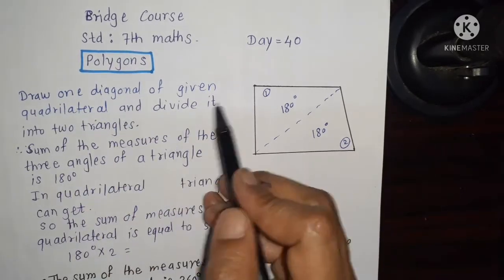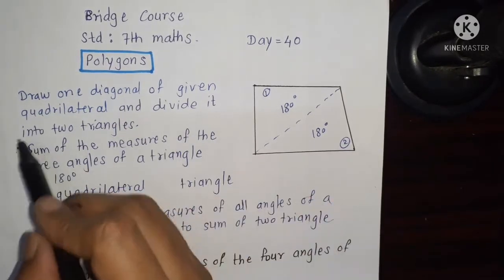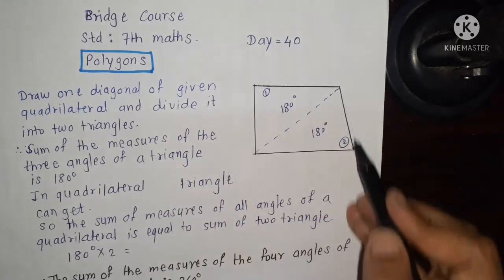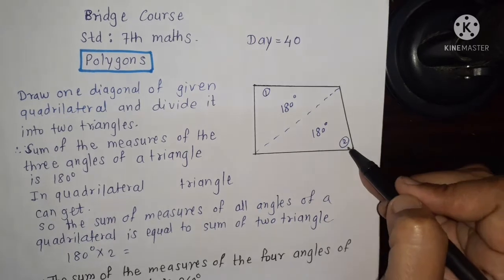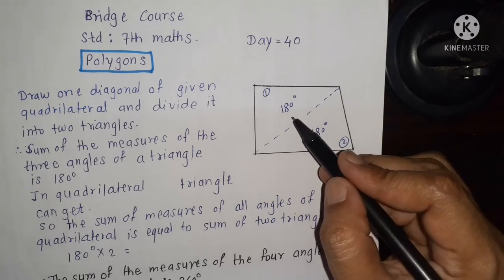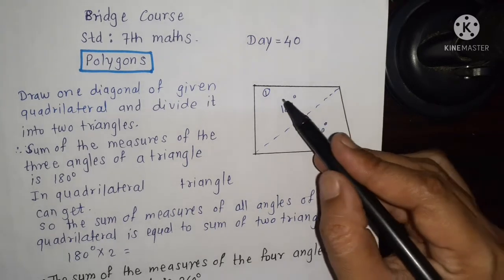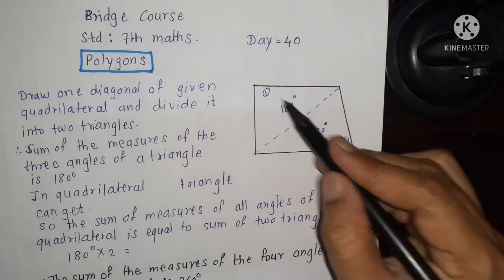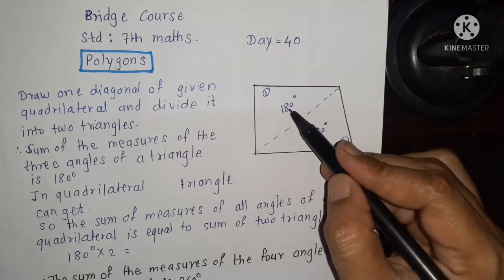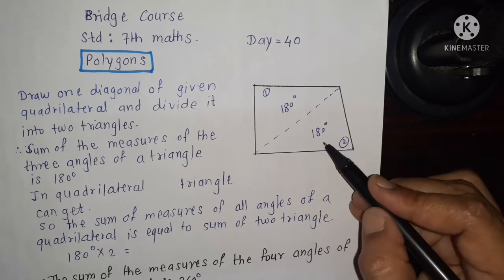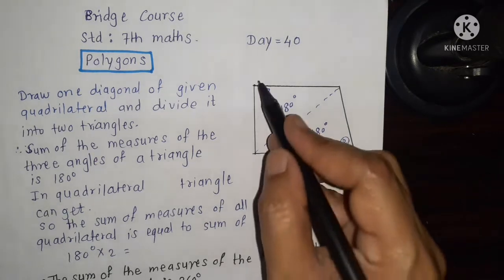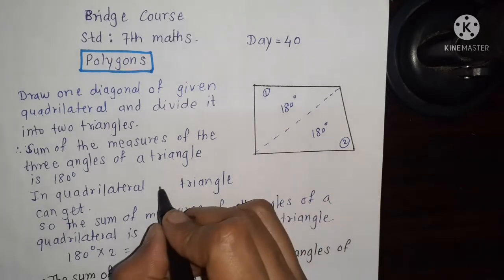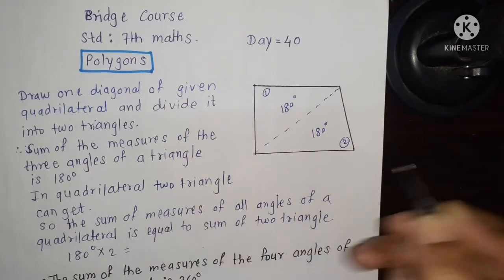Draw one diagonal of a given quadrilateral and divide it into two triangles. We can draw a quadrilateral and draw one diagonal. We get two triangles. And you know that the sum of the measures of the three angles of a triangle is 180 degrees. This is true for the first triangle, and also for the second triangle. In this quadrilateral, we can get two triangles.